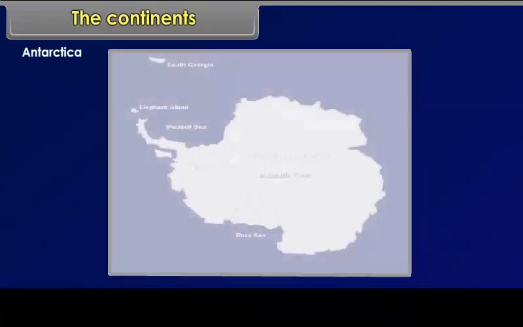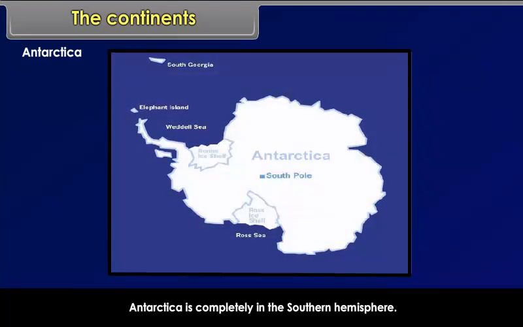Antarctica. Antarctica is completely in the southern hemisphere. It is a continent larger than Europe and Australia put together. The South Pole lies almost at the center of this continent. Hence, the continent is permanently covered with thick ice sheets. It has no permanent human settlements.